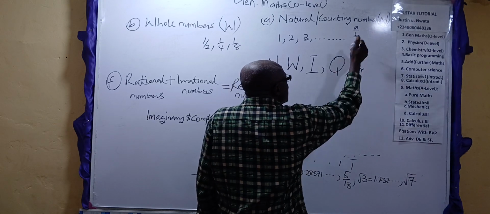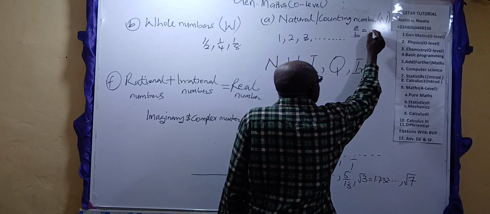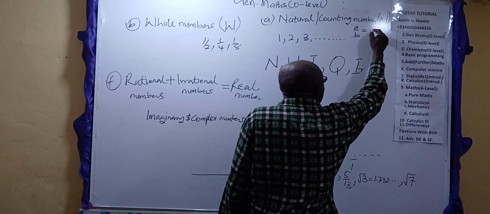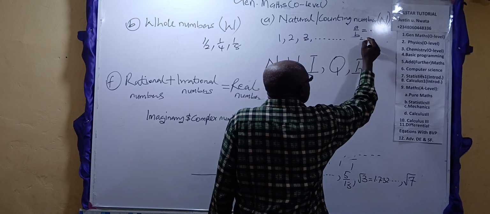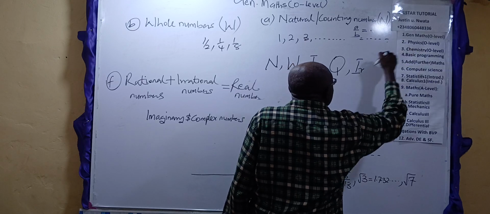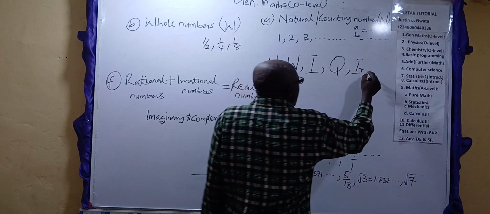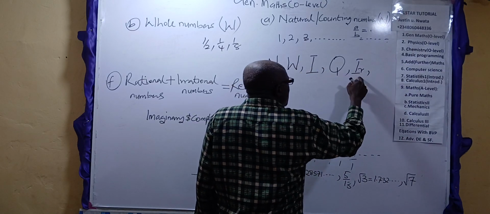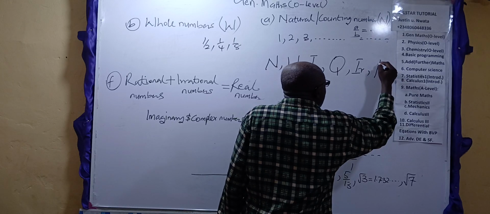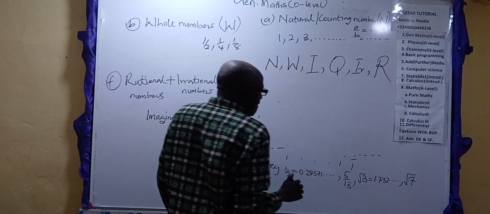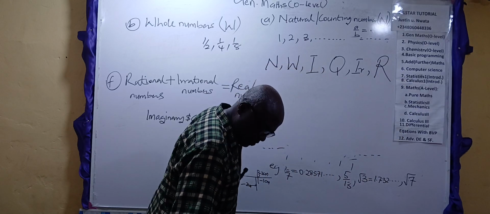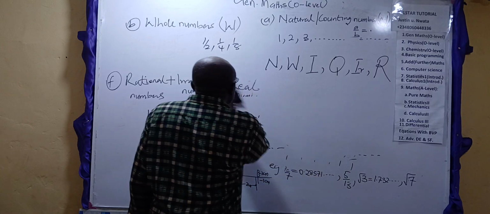And finally, irrational numbers. I told you the difference between these. When two numbers are written in this form, A over B, and when you divide, it comes to a stop quietly, this is rational. But if you divide and it refuses to come to a stop, continues going non-stop, it is irrational. The combination of these rational and irrational numbers is now given the name what? Real numbers.